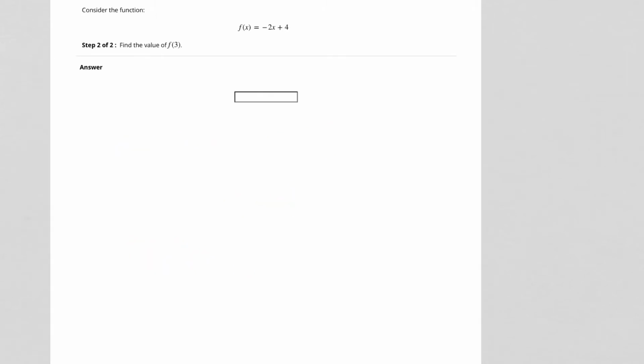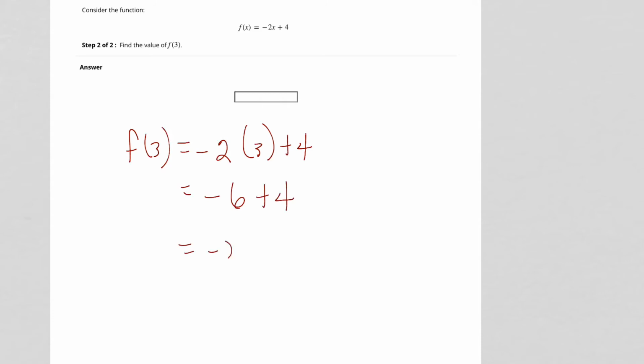Same function, f of x equals -2x plus 4, and this time I'm asked to find f of 3, which is equal to -2 times 3 plus 4. -2 times 3 is -6, plus 4 is -2. The value of f of 3 is -2.